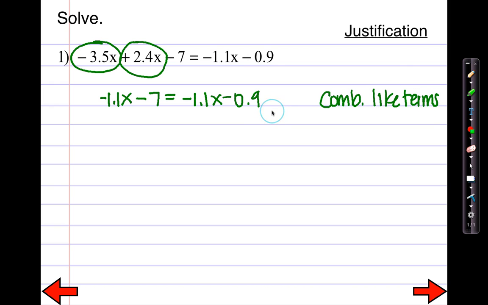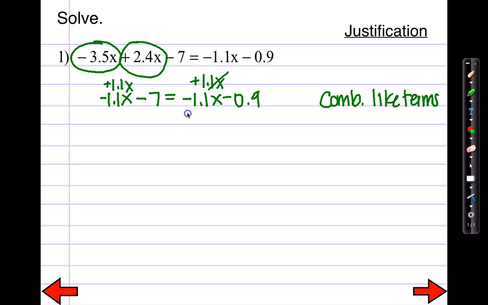Now at this stage, I want you to just pause for a second and look at what we have. We have -1.1 x minus 7 equals -1.1 x minus 0.9. Hopefully at this point right now, you can actually tell me it's no solution. There's no way any value for x is going to work. But I still want you to continue on and go ahead and finish and say, okay, well, I want to isolate my variable one side, so I'm just going to go ahead and add 1 1/10 x to both sides.